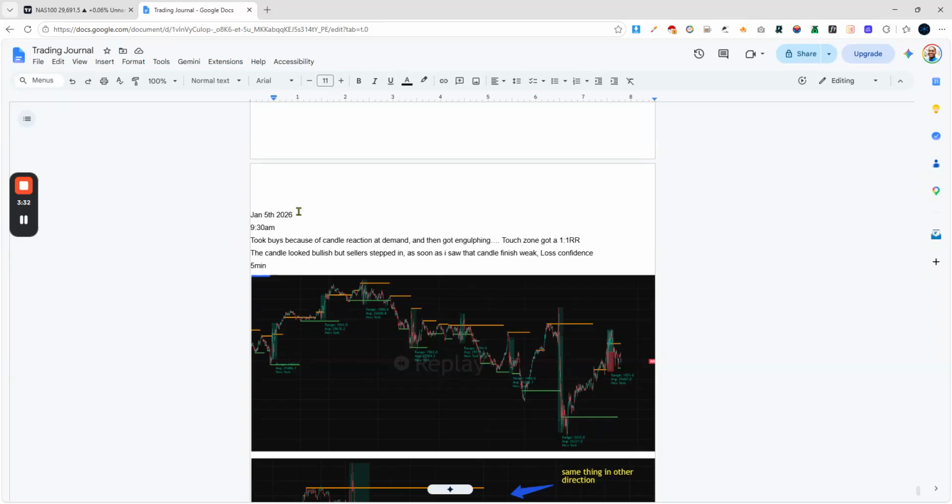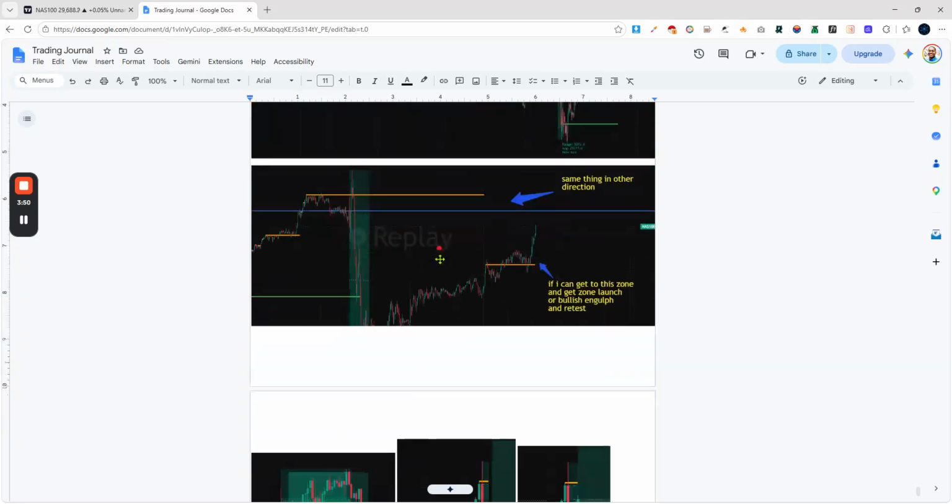This is a back tested one on January 5th at 9:30 a.m. I also took an image of the overall structure, and looking at the structure, I decided to do buys. I took buys because of the candle reaction at demand, and then the engulfing. Before the 9:30 in this back test, price was at this point, and I'm looking at this zone right here and the zone that it's under. If I can get price to retrace down to the zone, then I'm looking to get a zone launch pattern, my bullish engulfing and retest pattern.